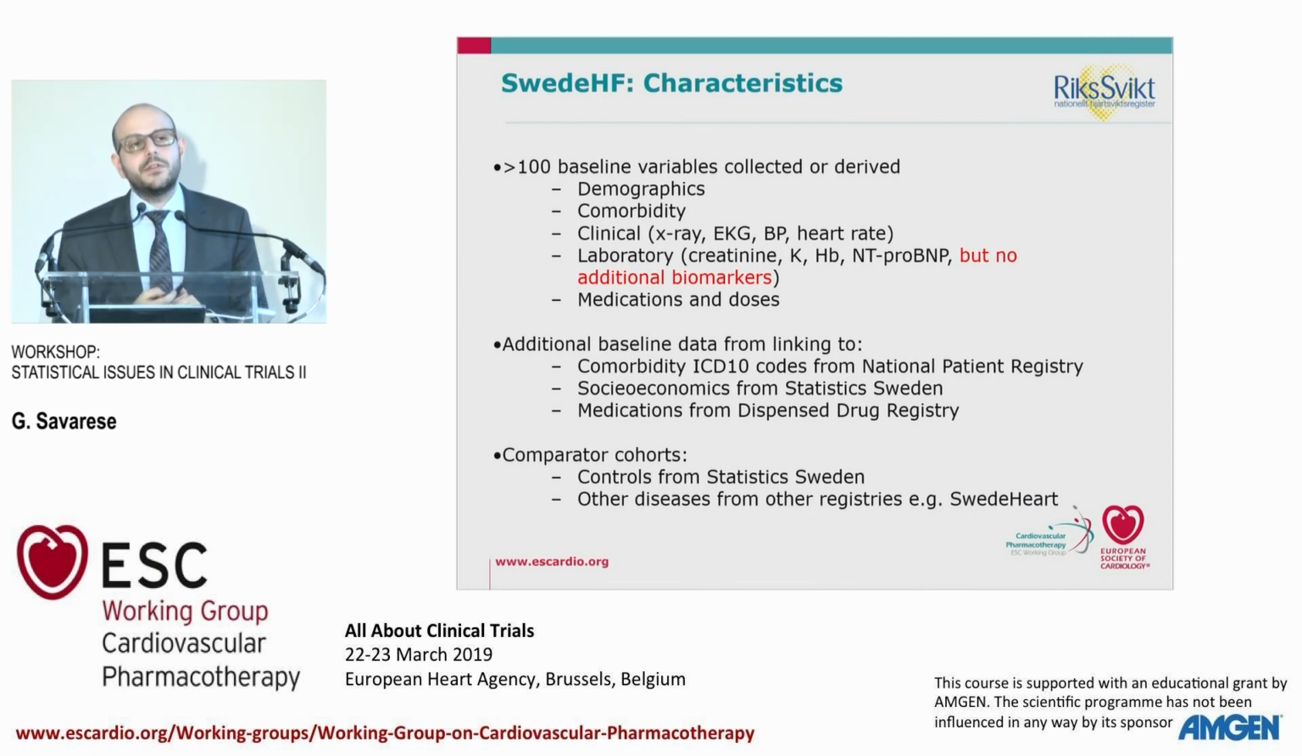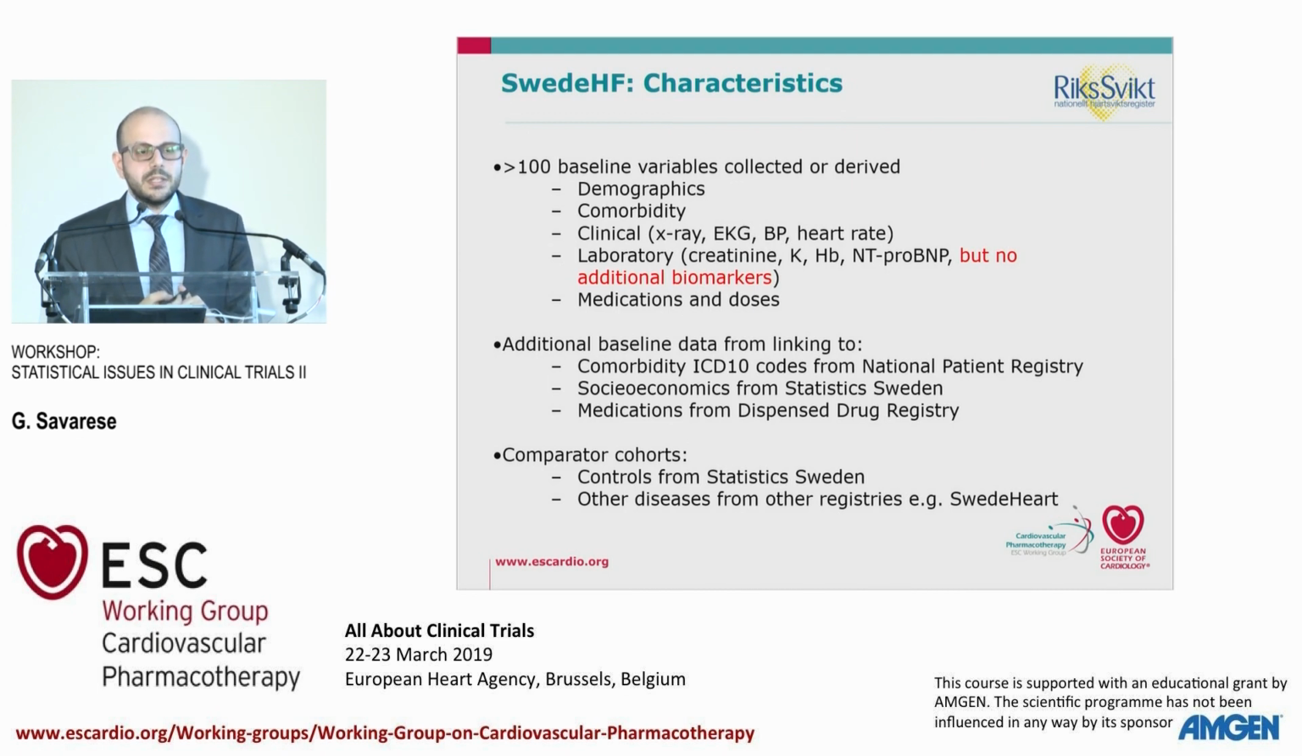In the Swedish Heart Failure Registry, we collect more than 100 baseline characteristics for patients. Some can be derived. We have some information on demographics, comorbidities, clinical characteristics. For example, we have information on X-ray, ECG, blood pressure, heart rate. We even have laboratory measurements. So we have measures on creatinine, potassium, hemoglobin, NT-proBNP. But of course, we have just biomarkers collected in daily clinical practice, so we do not have more. We have also medications and doses for heart failure treatments.